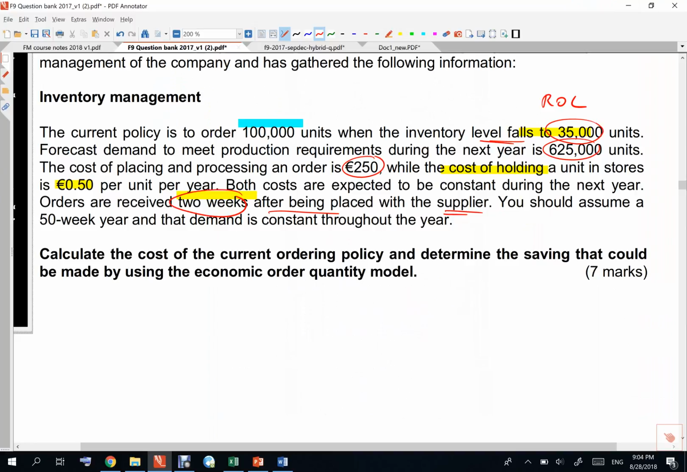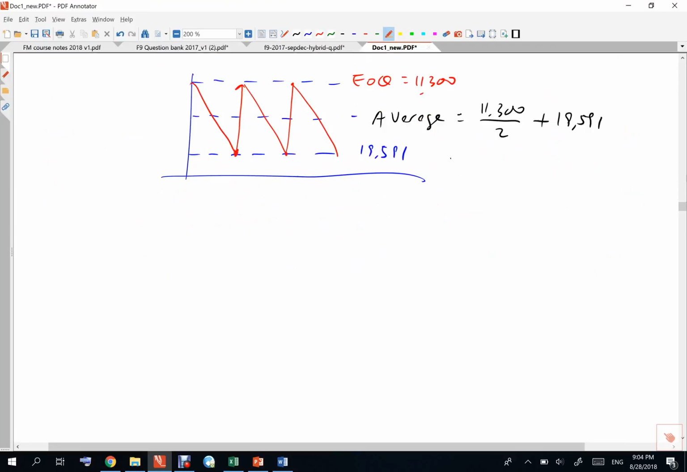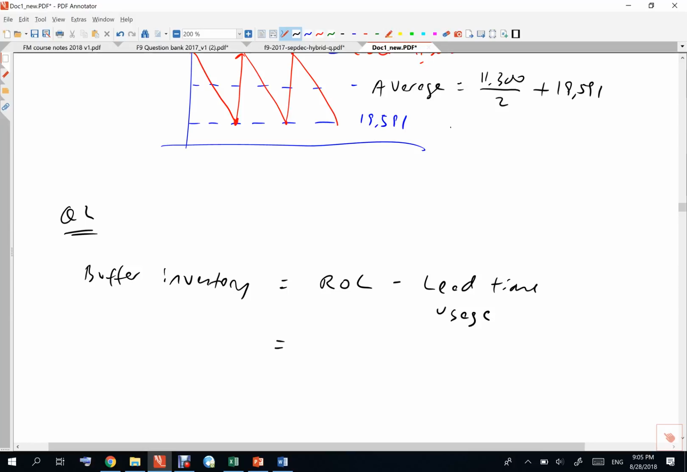Current policy, 100,000. So buffer inventory. Buffer inventory equal to reorder level minus lead time usage.